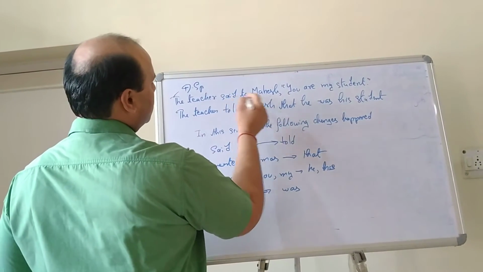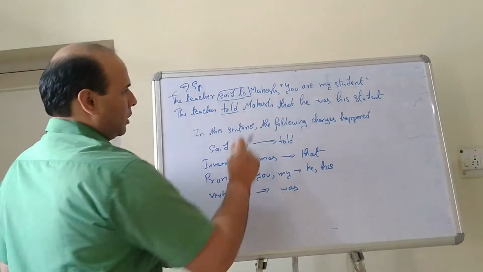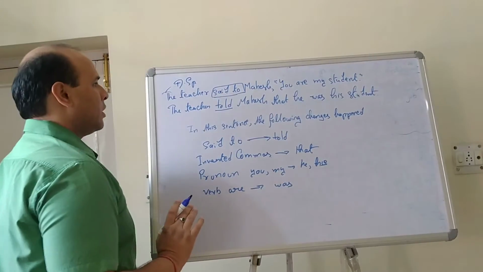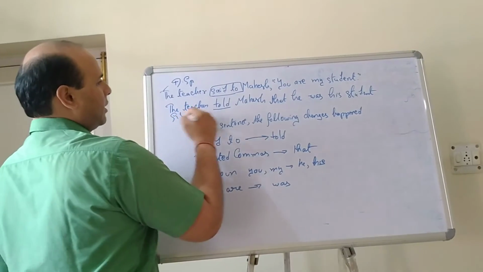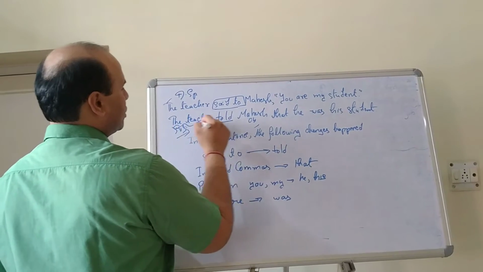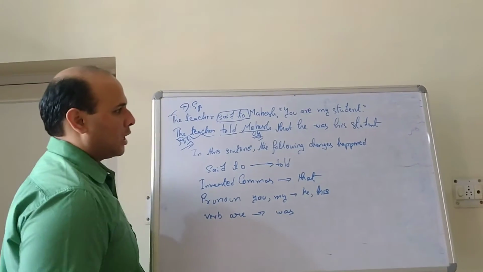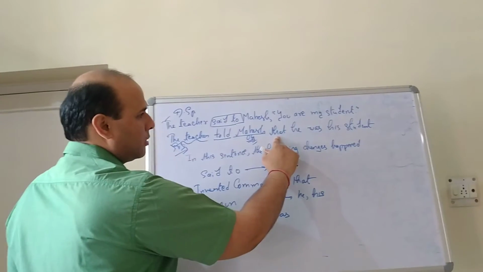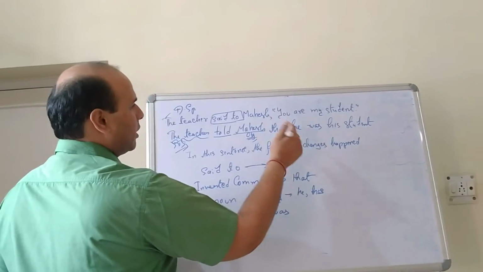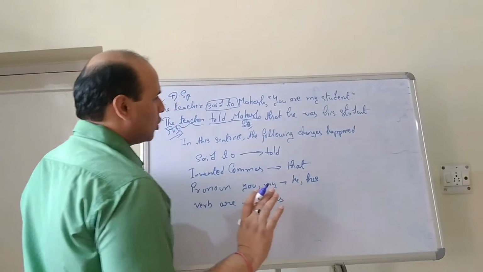Now the words "said to" will be replaced by "told". Mahesh remains as it is. So that's the subject and that's the object. The subject is the teacher, whereas this word Mahesh is working as an object. And now we are placing the conjunction "that" over here, and we have to make the changes in the subject as well as in the tense also.